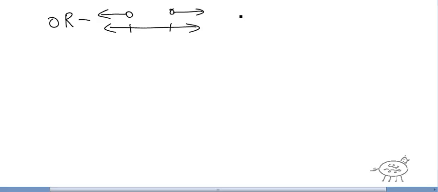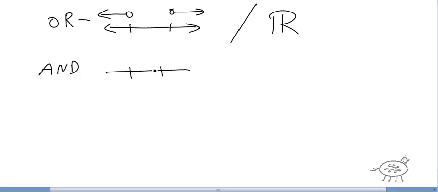Either that way, or it's going to be all real numbers. One of those two. An AND problem is going to look like this. So it's between, or it's going to be no solution. You will never have an OR problem that's no solution, and you will never have an AND problem that's all real numbers. It's only this case. The OR is going to be one of these two cases, and the AND is going to be one of these two cases. It's very, very important.